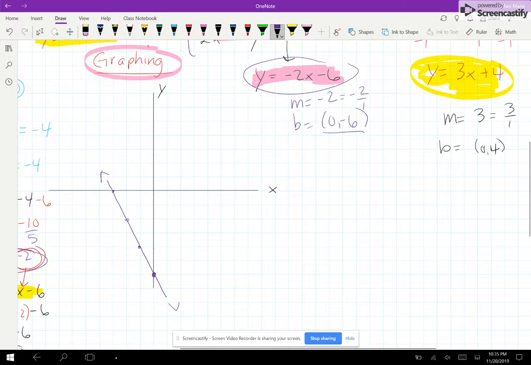And then if I graph the yellow one, I'm going to start at plus 4. 1, 2, 3, 4. So the y-intercept is 1, 2, 3, 4 right here, and then it's going to go up 3 to the right one. 1, 2, 3 to the right one. I don't really have the space to go up anymore, so I'm going to go down 3. 1, 2, 3 to the left one. 1, 2, 3 to the left one.